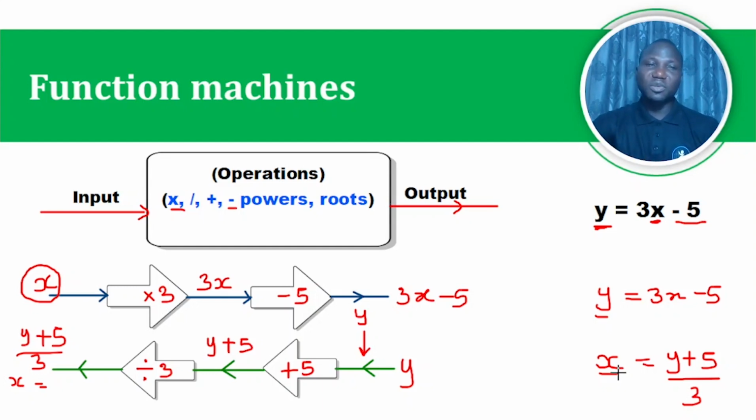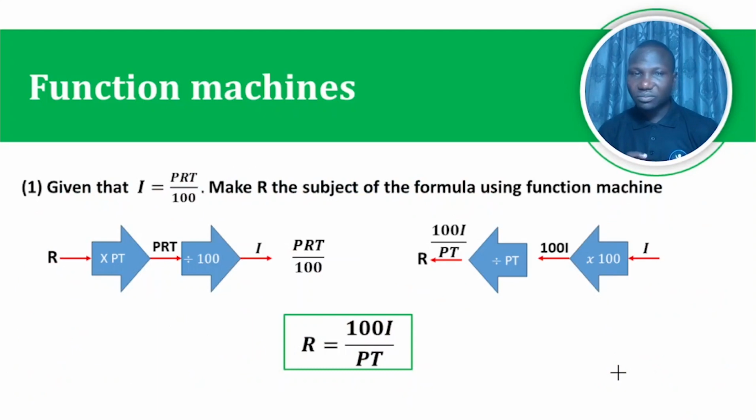Now let's look at the following examples. Given that I is equal to PRT over 100, make R the subject of the formula using function machine. So whatever you are asked to make the subject will be your input. Presently, the present subject is I, and that will be our output.